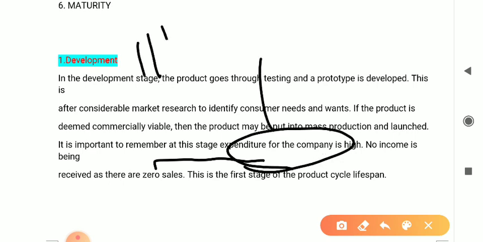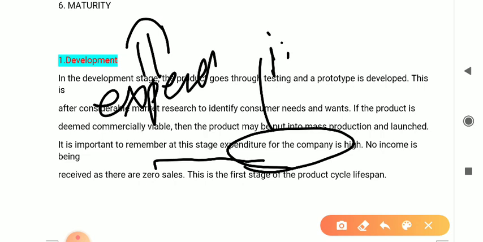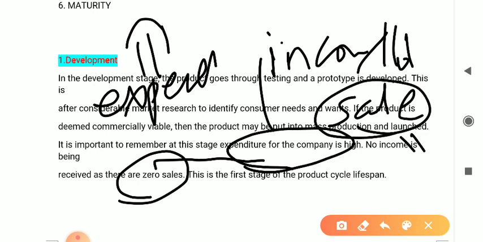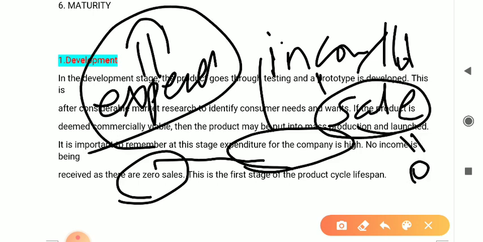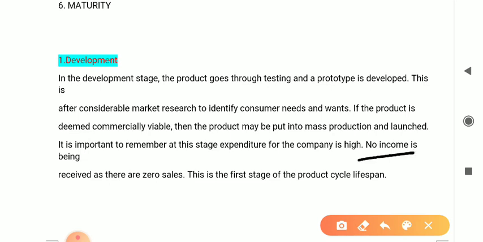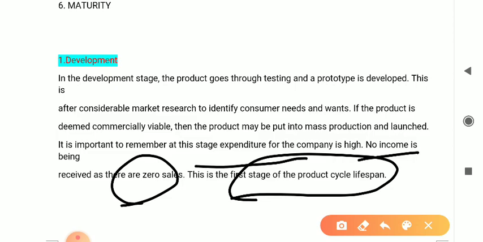So in the development stage, expenditure is very high and income received will be less, as there are zero sales. Why is income less? Because in this stage they are developing new products, right? So sales are completely zero, that's why income is less and expenditure is high, because they have to buy the raw materials, pay the labor charges, all those things, right? So this is the development stage. You can see these are the characteristics: income is less, expenditure is high and sales are zero. This is the first stage of the product life cycle.